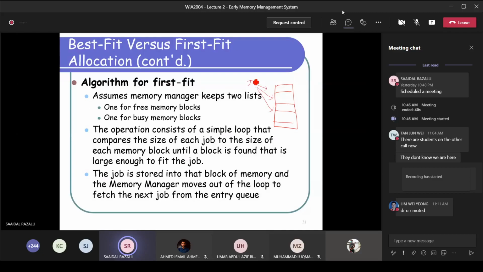Okay, let's say job 1 is 20K. Let's say the first allocated block is 100K. If job 1 meets the first partition, it will straight away go to the 100K, although the job is only 20K. This is for the first fit. The job is stored into that block of memory, and the memory manager moves out of the loop to fetch the next job from the entry queue.